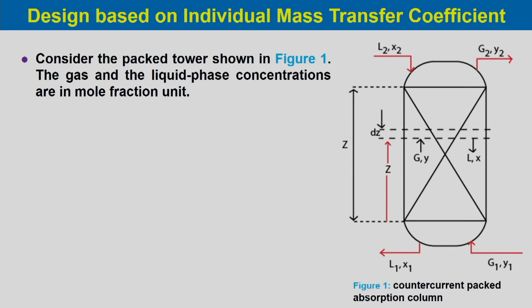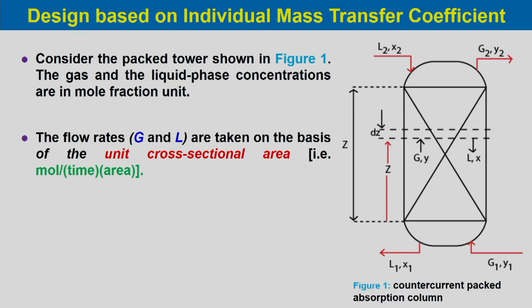We will concentrate first on design based on the individual mass transfer coefficient. Consider the packed tower which is shown over here. The gas and liquid phase compositions are in mole fraction units, that is small x and small y. The flow rates G and L are taken on the basis of unit cross sectional area, that is mole per unit time per unit area. So, for unit cross sectional area, L1, L2, G1, G2 and G and L are the gas and liquid flows.